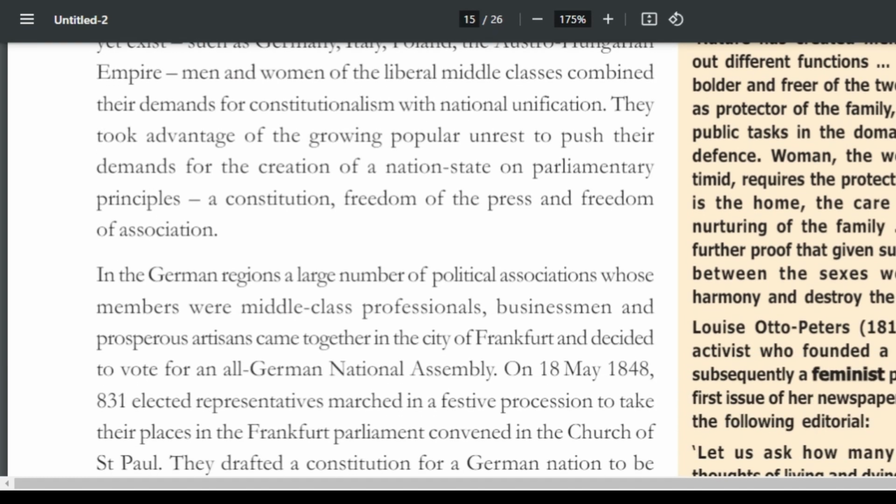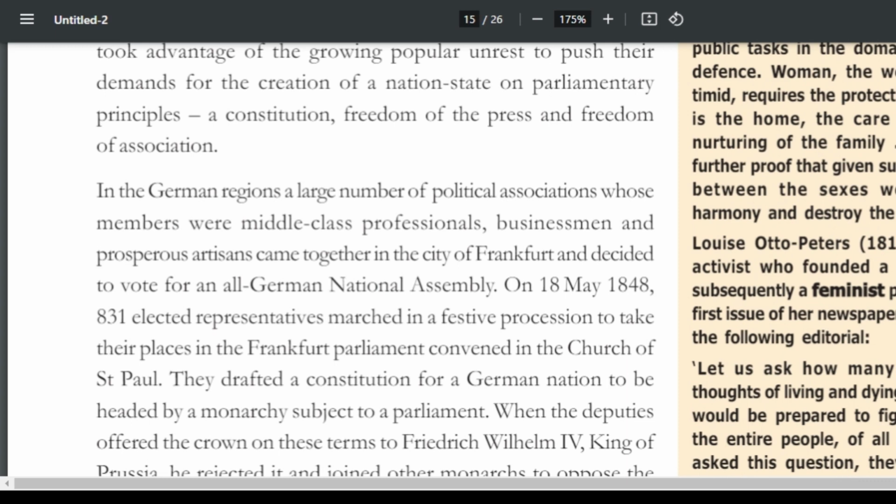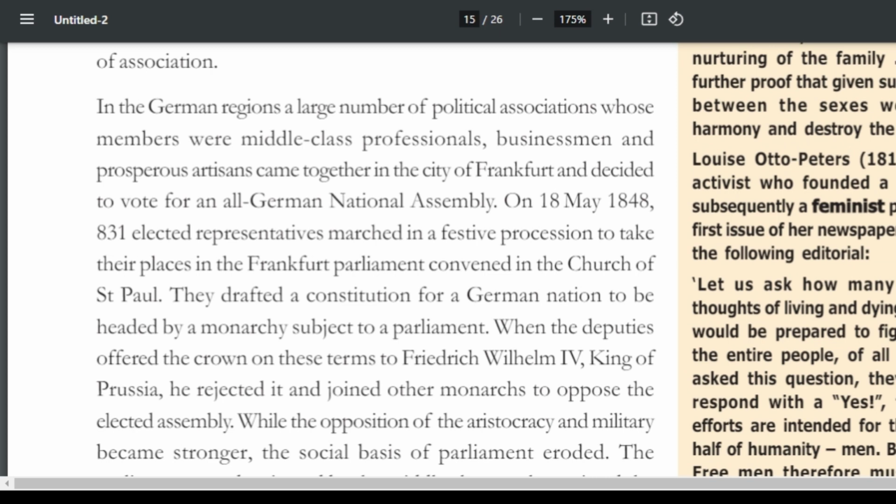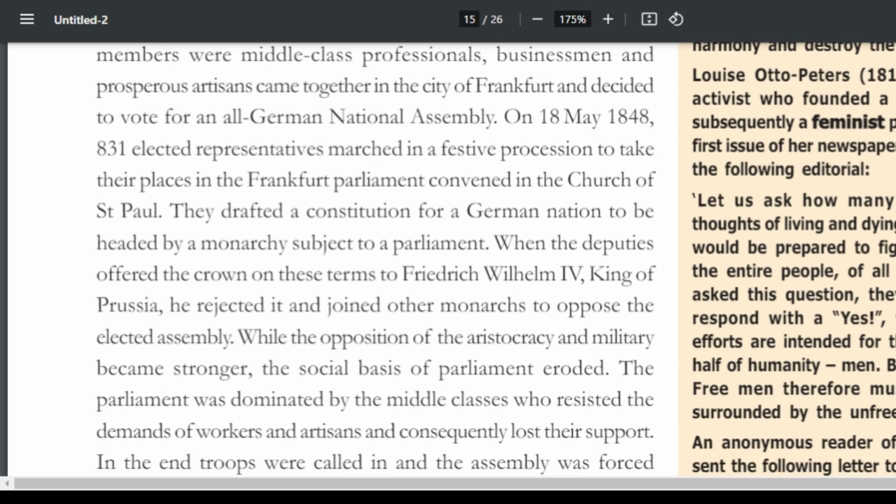In the German regions, a large number of political associations whose members were middle class professionals, businessmen, and prosperous artisans came together in the city of Frankfurt and decided to vote for an all-German National Assembly. On 18th May 1848, 831 elected representatives marched in a festive procession to take their places in the Frankfurt Parliament, convened in the Church of St. Paul. They drafted a constitution for a German nation to be headed by a monarchy subject to a parliament.